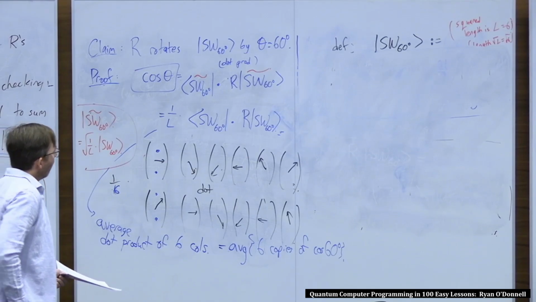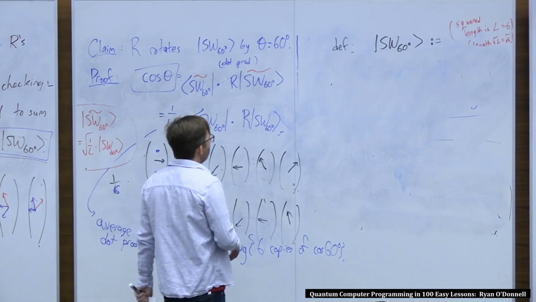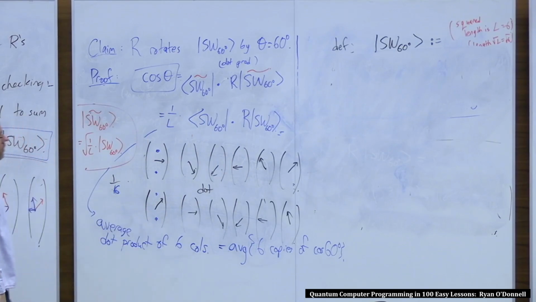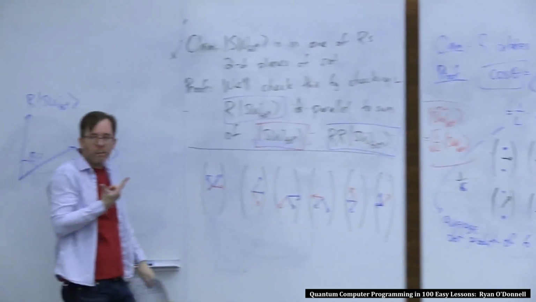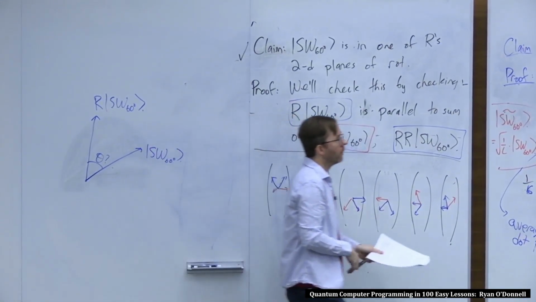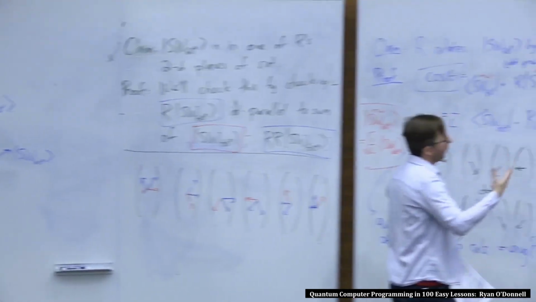The next thing I'm going to do is find another vector that's in this plane of rotation that also gets rotated by 60 degrees. I want it to be a perpendicular vector because it's a 2D plane of rotation. If I can find one vector, SW60, I want to find another vector that's at 90 degrees. Then I'll have a little basis for this two-dimensional plane of rotation. And again, I'll just tell you what it is.